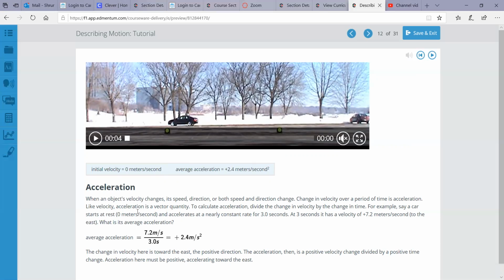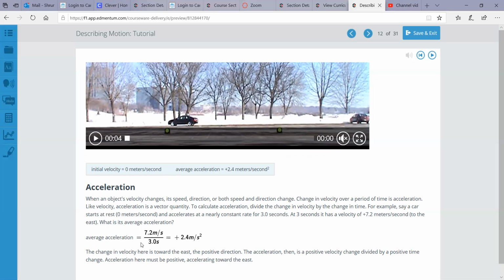So for example, a car starts at rest, so we have 0 meters per second, and accelerates at a nearly constant rate for 3 seconds. At 3 seconds, it has a velocity of positive 7.2 meters per second, and that means to the east. What is its average acceleration?